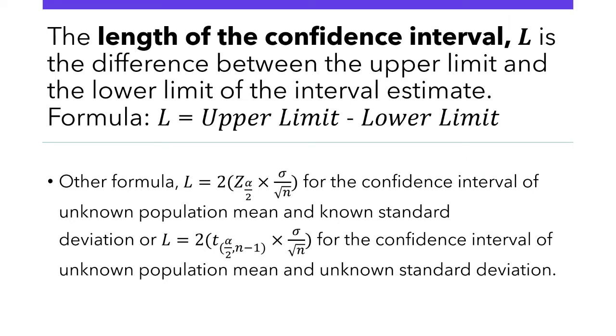Other formula: L is equal to 2 multiplied by the quantity of z alpha half multiplied by sigma divided by the square root of n, for the confidence interval of the unknown population mean and known standard deviation. Or L is equal to 2 multiplied by the quantity of t sub alpha half and n minus 1 times sigma, all over square root of n, for the confidence interval of the unknown population mean and unknown standard deviation.